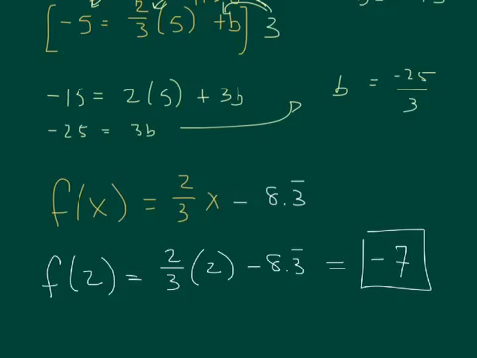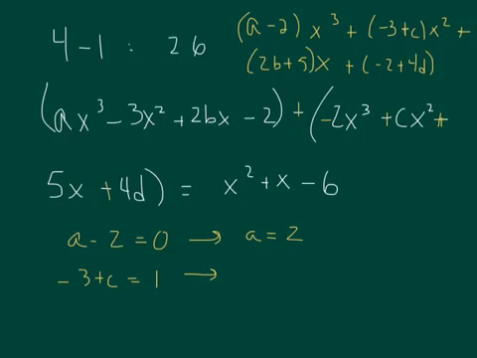Okay, so 2 comma negative 7. 2 comma negative 7. I'll leave the next part for you to do on your own. Okay? I'll record for a quick second so you can see the image later.